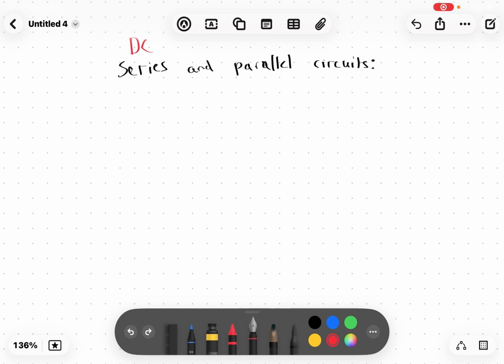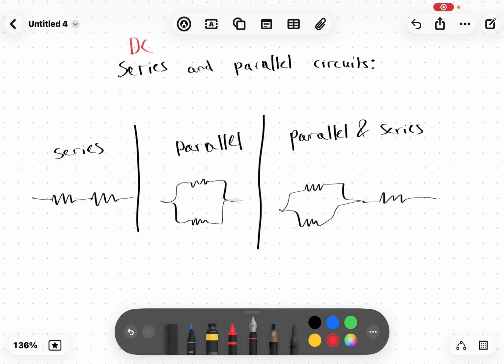So basically, the circuit can have its resistors in series, and series basically means, let's say this is the wire, and the resistors are on one loop. It's one loop, and that means that the current is the same.